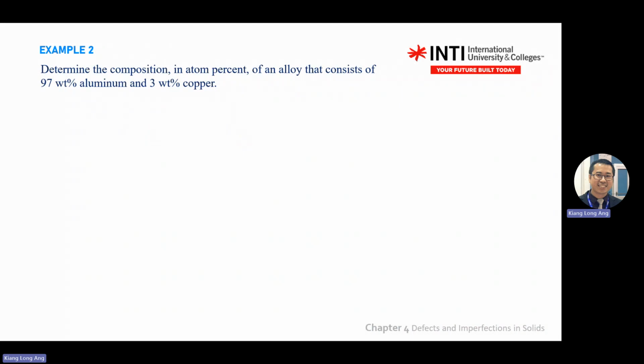Okay, give you another example. Determine composition of atoms of alloy consists of aluminum and copper. You're given 97% and 3% of copper. So if you see this one, straight away go to the periodic table. Okay, you're given mass percentage, you need to convert to atom percentage. So what you do, you go to percentage, so 97.3.